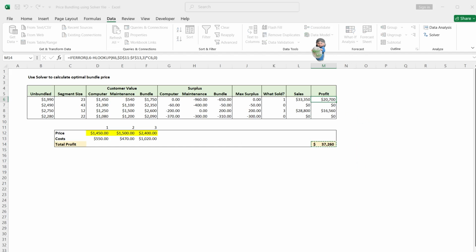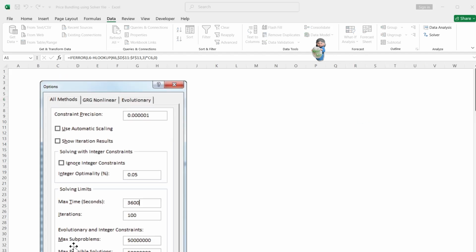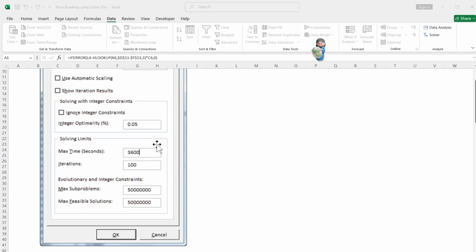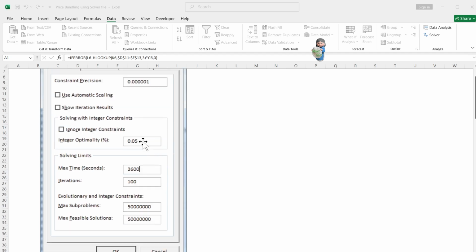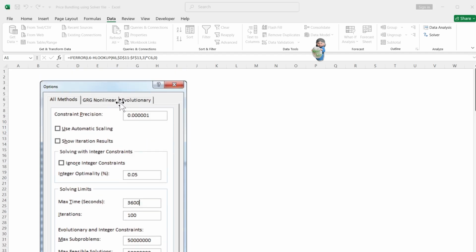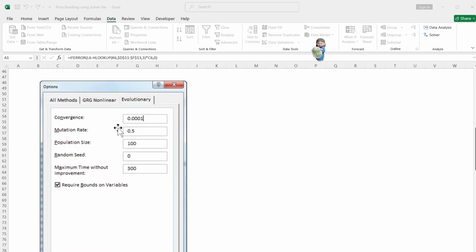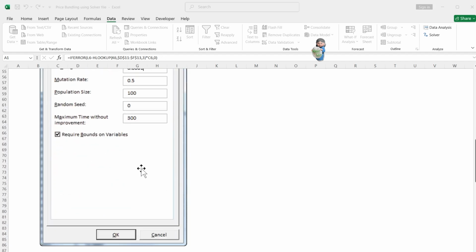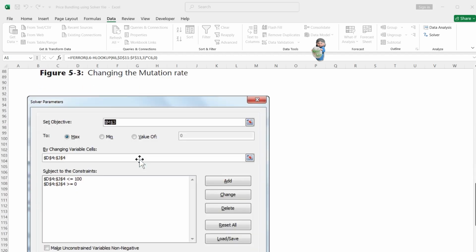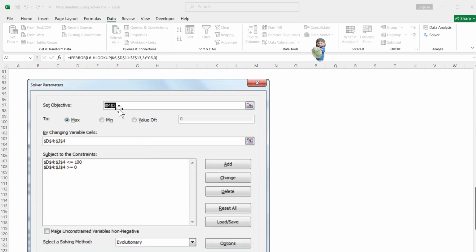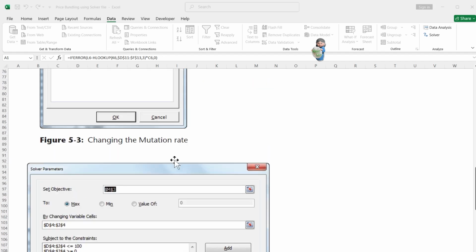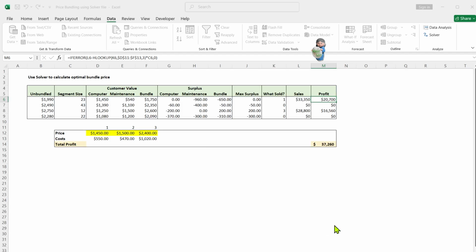Now going back over here, before I click on solve, let's look at the solver settings. See over here is the all methods, the options. Now the evolutionary solver setting, this is evolutionary, I just showed you earlier. And this is the way we put the parameters for the solver to solve it. So let's go back here and then click solve.